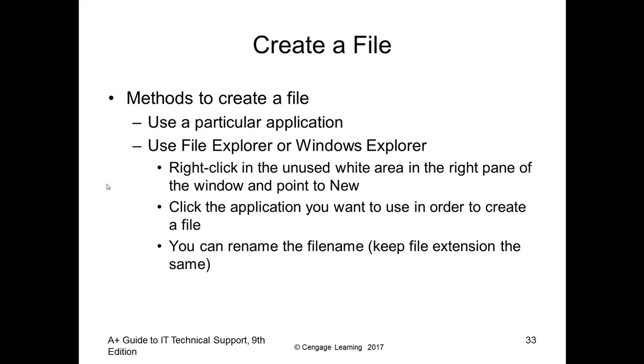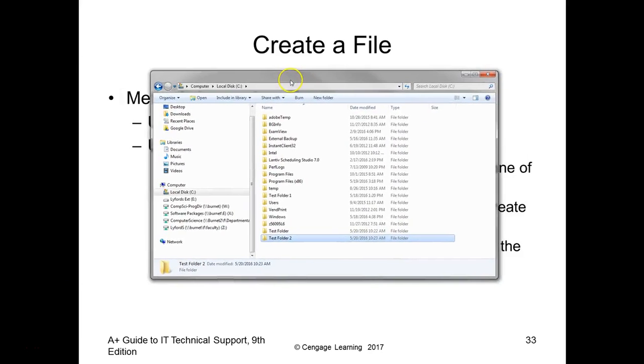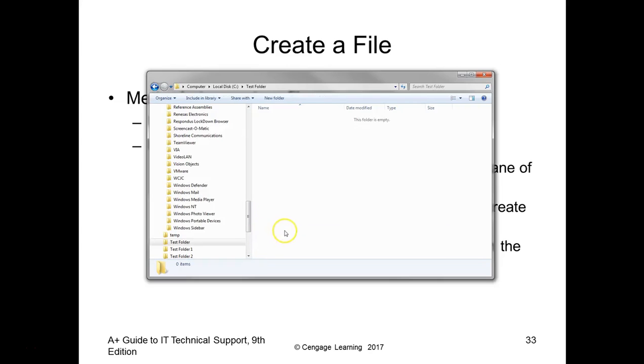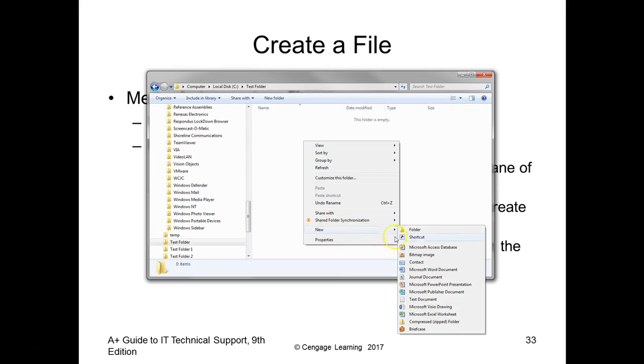Creating a file can basically be done in a very similar manner. If you want to use the File Explorer method, you can literally just come in here to whatever folder you want to create the file in, right-click, select New, and then choose the file that you want. Now notice I've got a few options here, but this is by no means an exhaustive list of the different programs I have installed.